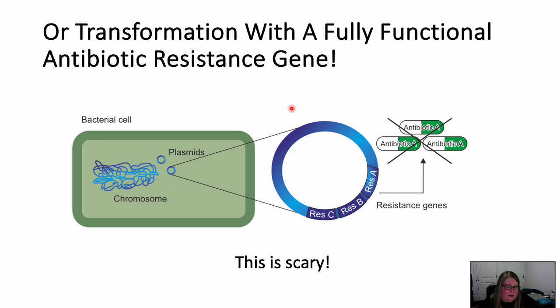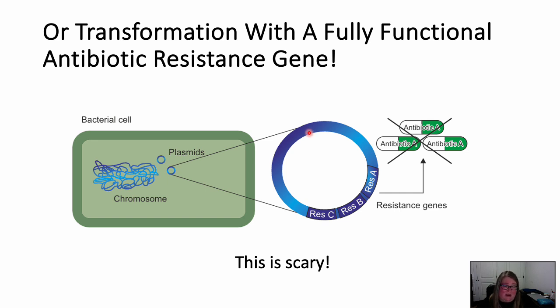Okay, so let's talk a little bit more about transformation, because in our examples we've been talking about moving one gene for a protein into a plasmid. Well, plasmids can carry multiple fully functioning resistance genes. It doesn't just have to be one. So we can confer antibiotic resistance to multiple antibiotics at once with a single plasmid.